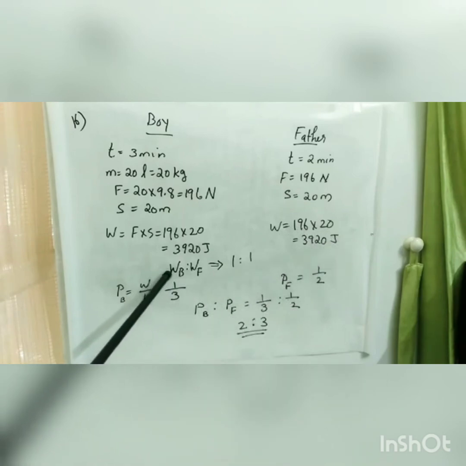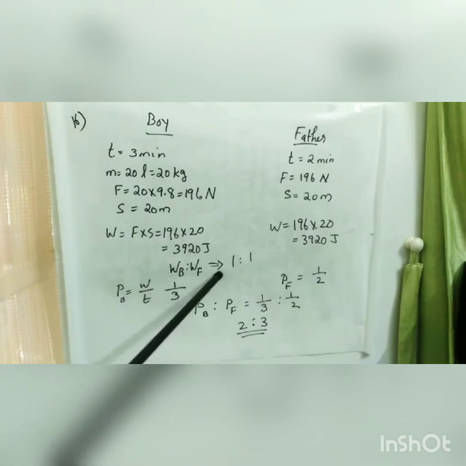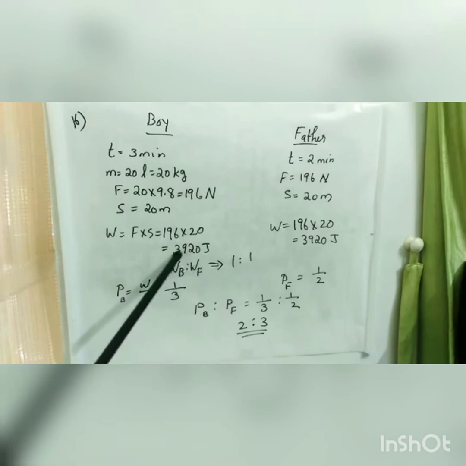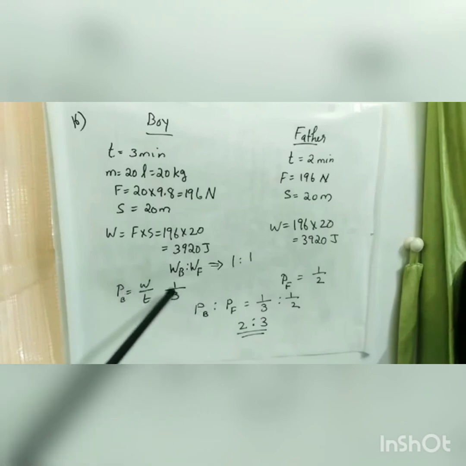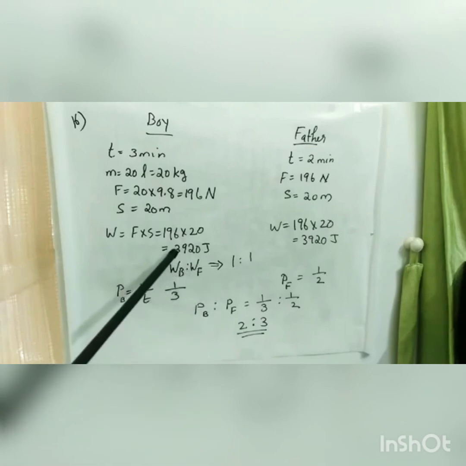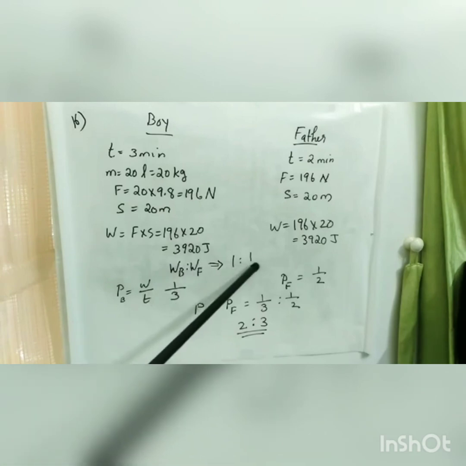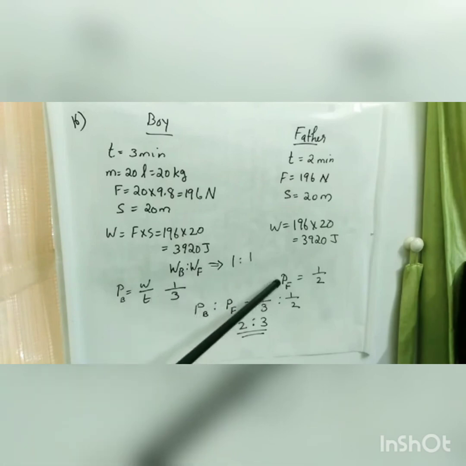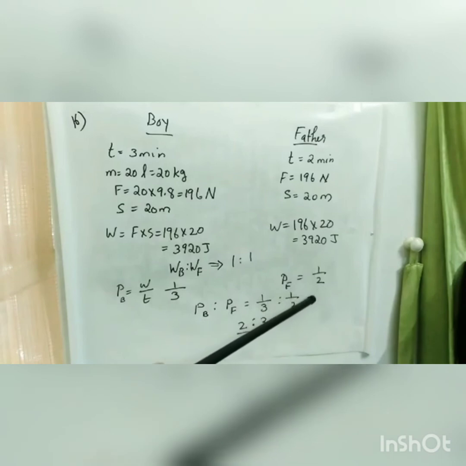So work done by the boy is to work done by the father implies 1:1, because both are the same. Now we have to calculate the power. Power of the boy is work by time. You already got the work as 1, so 1 by 3. If you want, you can substitute 3920 by 3 also, but it will take more calculation. Better you go for 1 because both are the same. Power of the father is, since he takes only 2 minutes, 1 by 2.